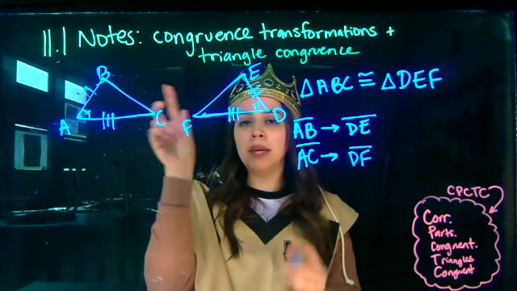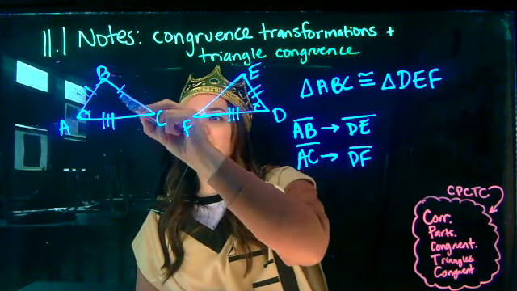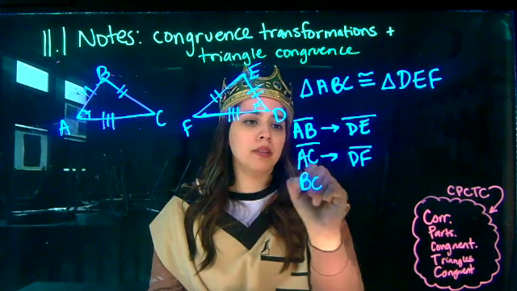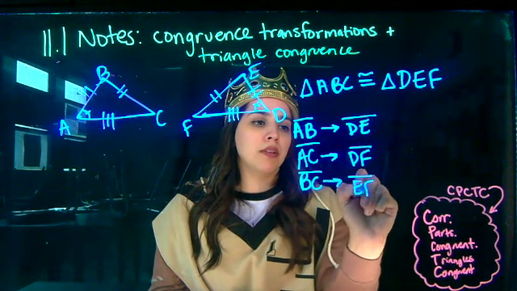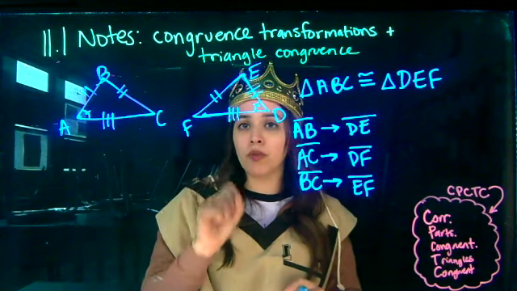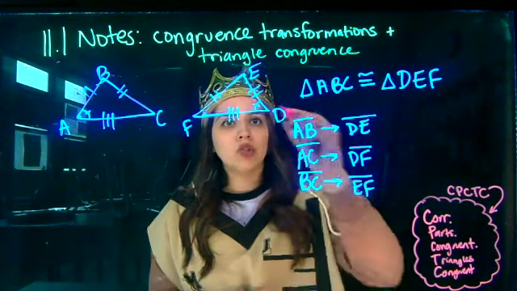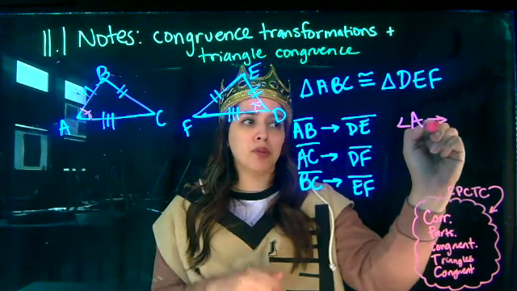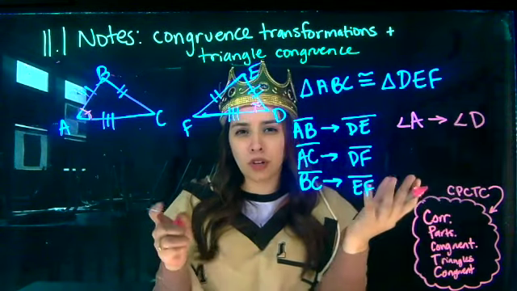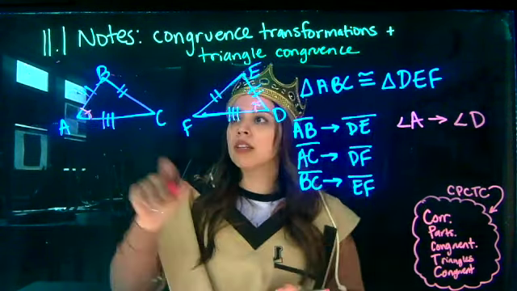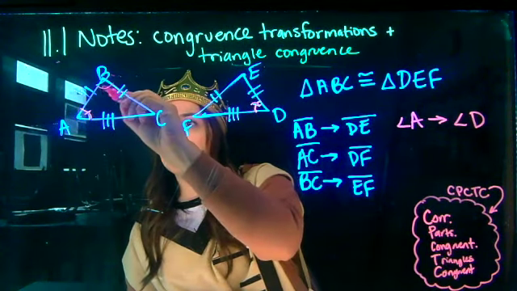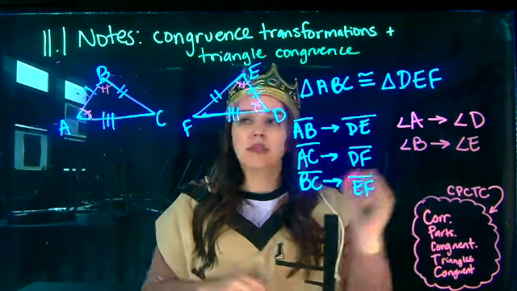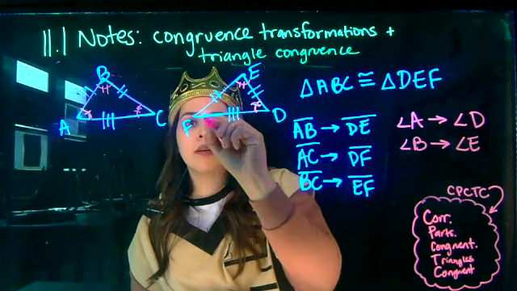And lastly, the medium size side, BC, maps to EF. So if they have corresponding sides, that means they also have corresponding angles, and I'm going to write those in pink. So we have D and A. So we would say angle A maps to angle D. We can also say they're equal, and we can also say they're congruent. B maps to E. And lastly, C maps to F.